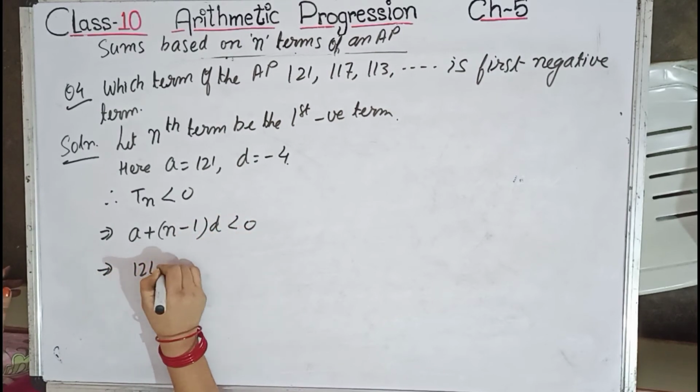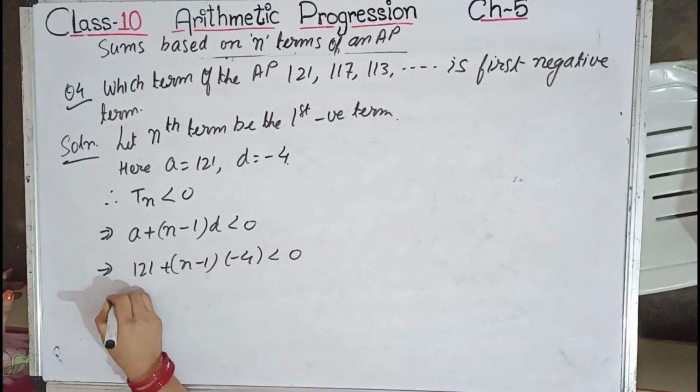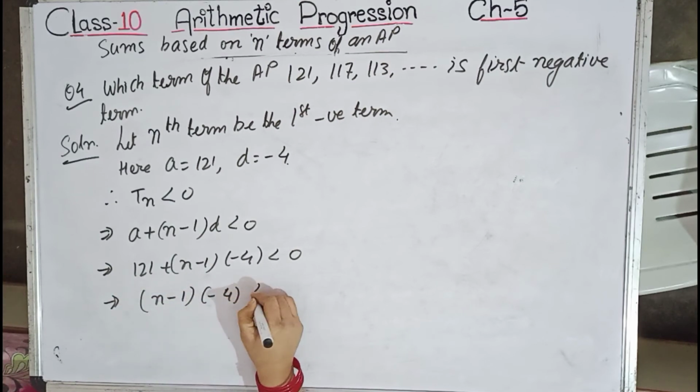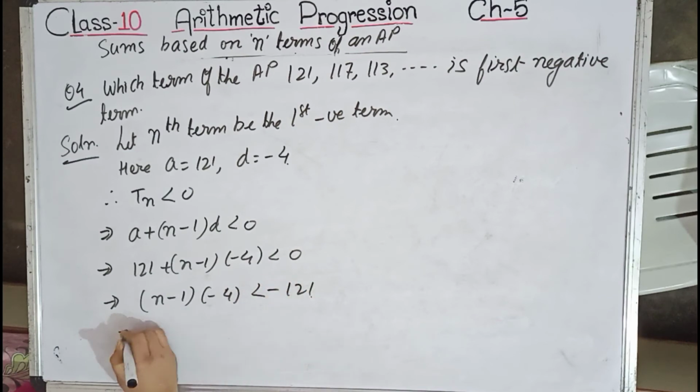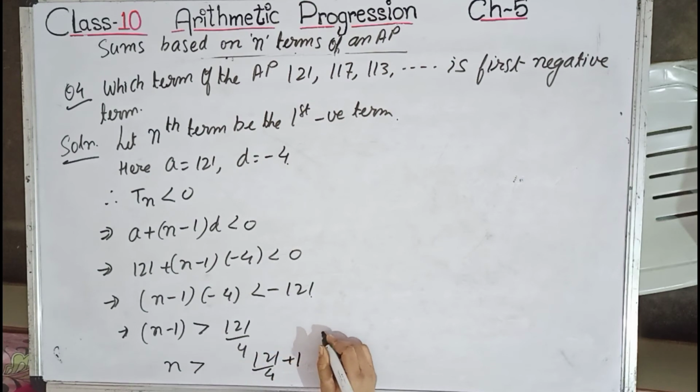This implies 121 plus n minus 1 into minus 4 is less than 0. This implies n minus 1 into minus 4 is less than minus 121. This implies n minus 1 is greater than 121 by 4. Here the negative sign is removed, so the sign changed. So over here n is greater than 121 by 4 plus 1. So this will be equals to 121 plus 4 by 4, so 125 by 4.